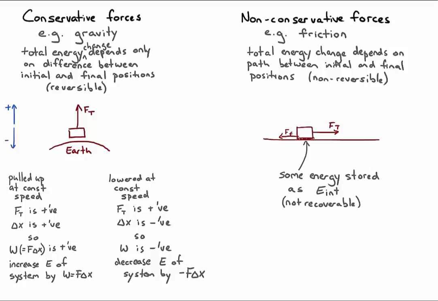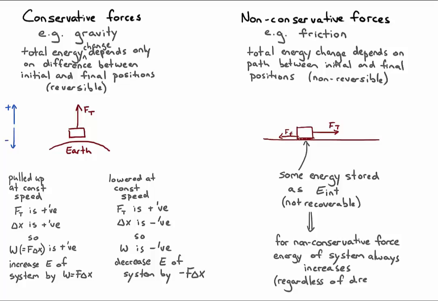It's not recoverable. So the process of pulling the box across the bench or across the table produces a transfer of energy to the system which we can't get back again just by pushing the box back to where it was. So we can say that for a non-conservative force such as friction, the energy of the system always increases regardless of the direction of the motion. So even if we brought it back to the beginning, you would still have an increase in the energy of that system. The internal energy of the system would have increased.